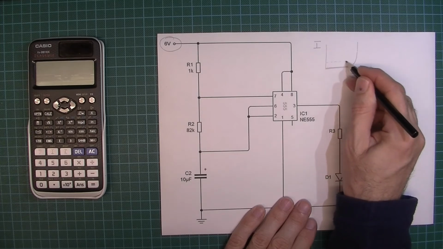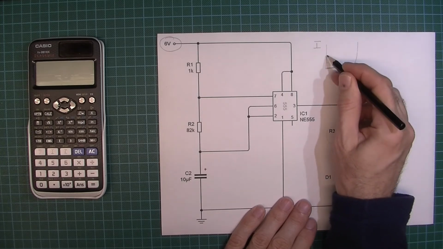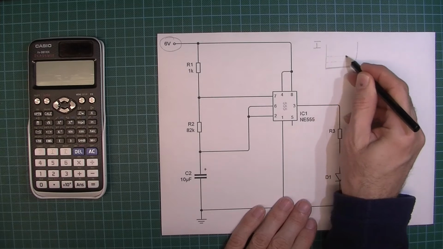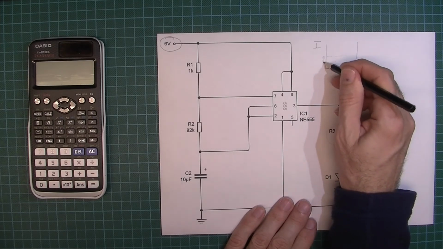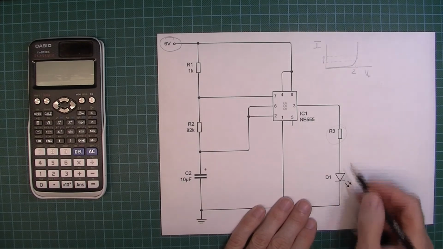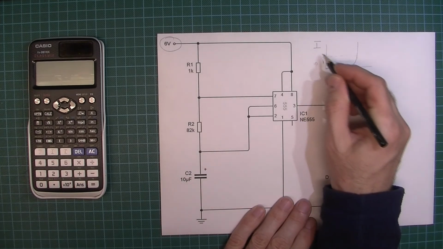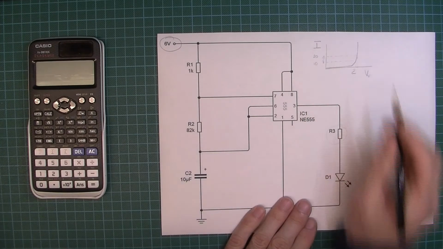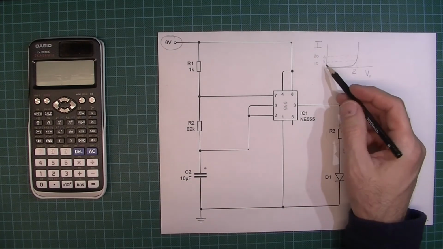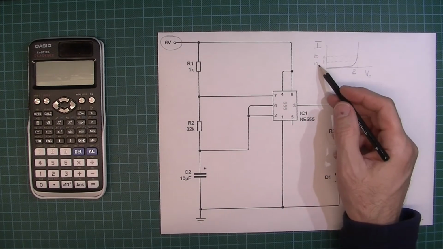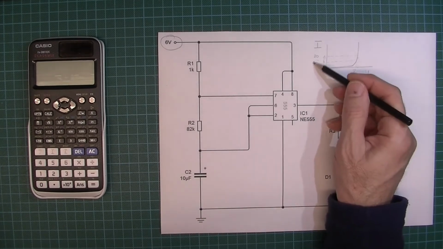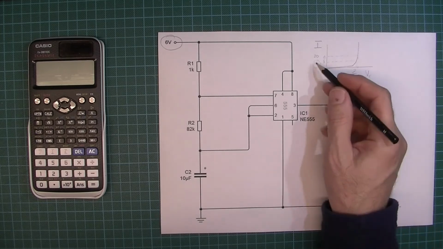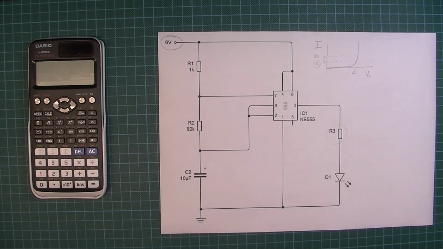Now, if we put too much current through the LED, it will burn out. So we want to keep it within a range of something like that. Traditional LEDs tend to take between about 10 and 20 milliamps of current. Newer LEDs can actually shine quite brightly on much less, maybe about 2 milliamps. But let's assume that it's going to be about 10 milliamps of current to light up this LED.